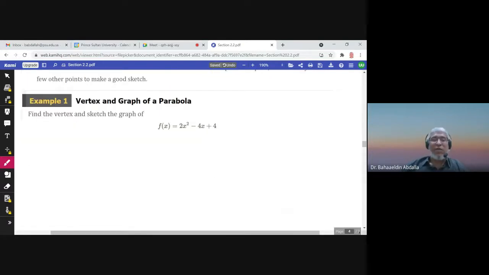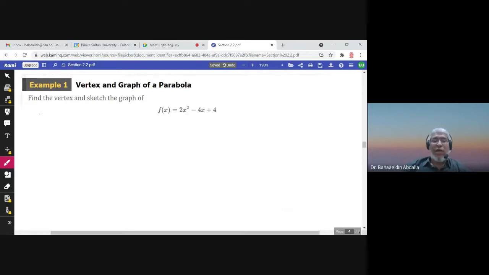Let us solve this example. Find the vertex and sketch the graph. Well, a is 2, b is negative 4, c is 4. h, the x coordinate of the vertex, is negative b over 2a. So negative negative 4 is 4, over 2 times a, well, a is 2. 2 times 2 is 4. So h is 1. How to find k?